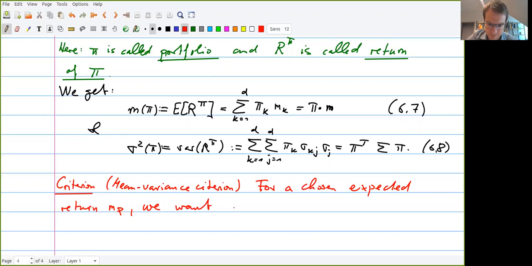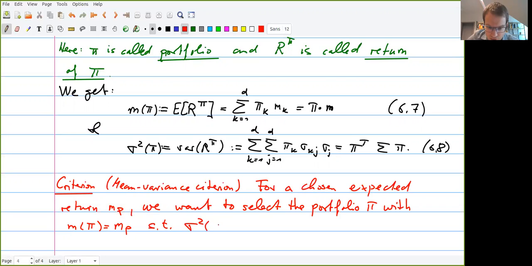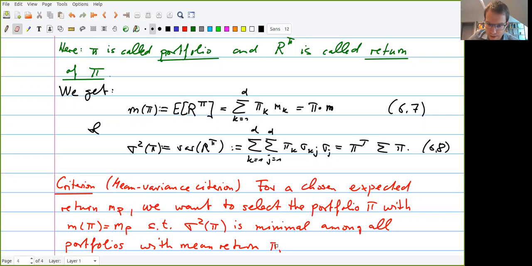We want to select the portfolio pi with the expected returns given by MP such that the corresponding variance is minimal among all portfolios with mean return MP.